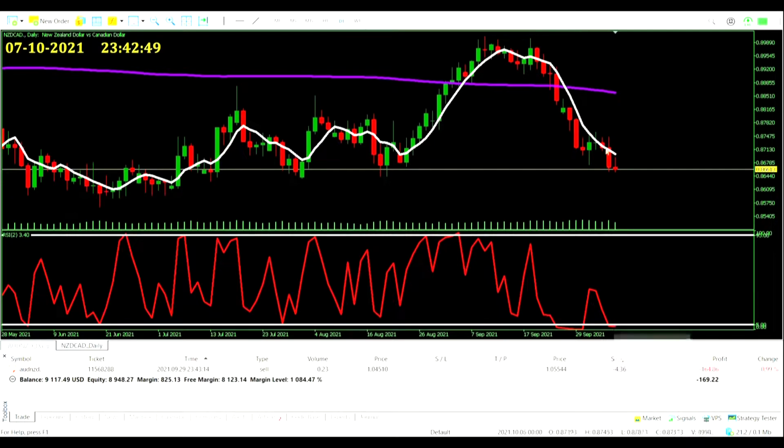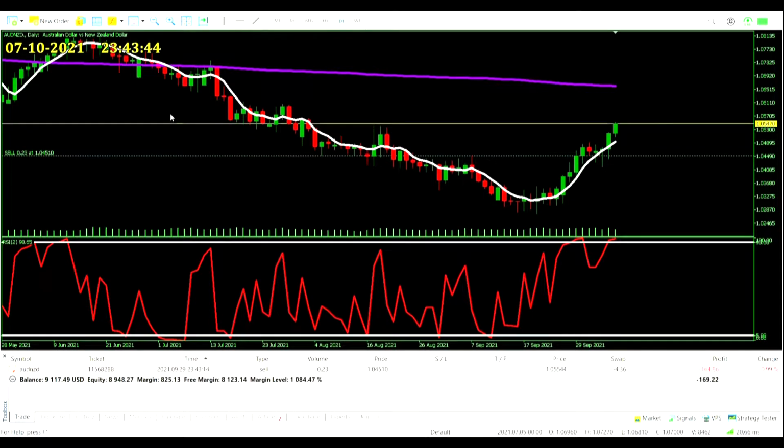New Zealand dollar, Canadian dollar. Couldn't have taken this, but the RSI does stay below 5. Increased sell-off. But still no new signals come for us.